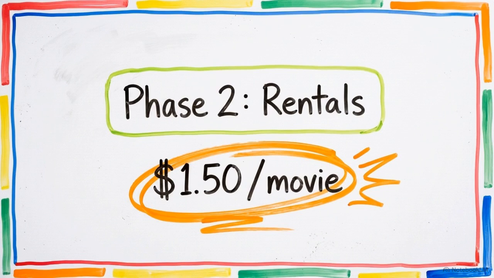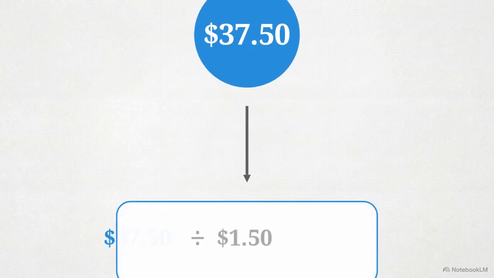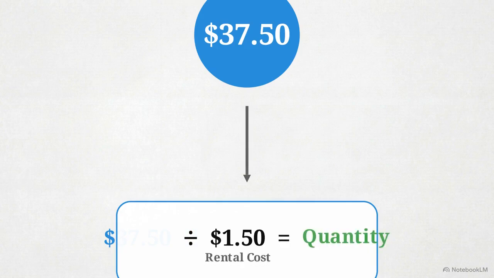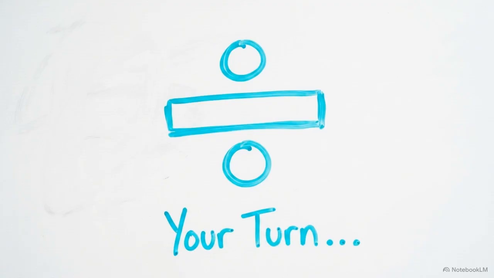Now we move to the final phase, applying the rental rate to our remaining balance. We treat that $37.50 as our new starting point for the rentals. We divide that remaining balance by the $1.50 rental cost to find our final quantity. Take a moment to run that division yourself.